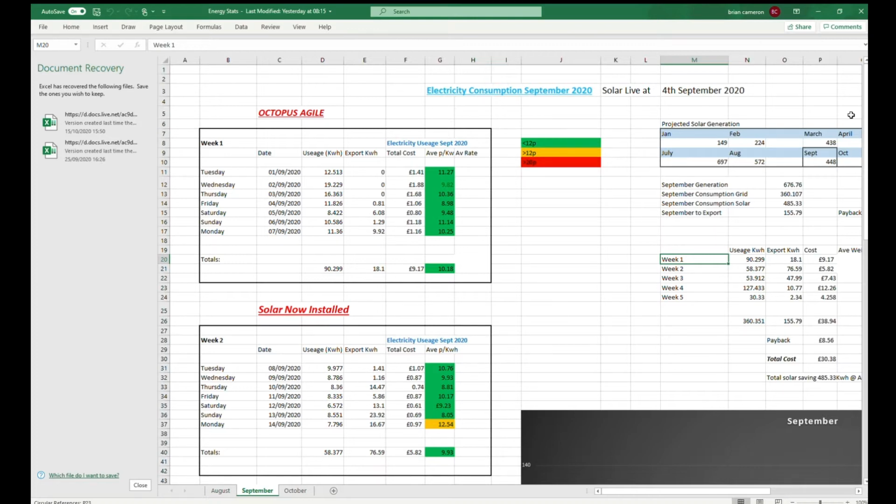It's taken me a little while for two reasons. One, I haven't actually had the full billing yet for the entire month of September, because I was flip-flopping in between Agile and Go. At the time that was a very simple process to do online, and I was changing because my usage patterns and behavior was changing, with charging the car more regularly, and with the Octopus Agile rates not being quite so attractive for that.